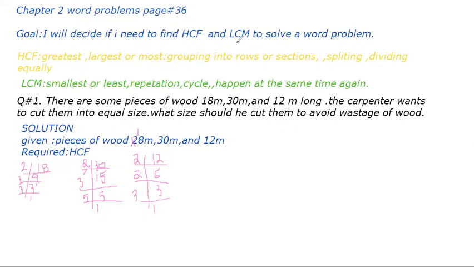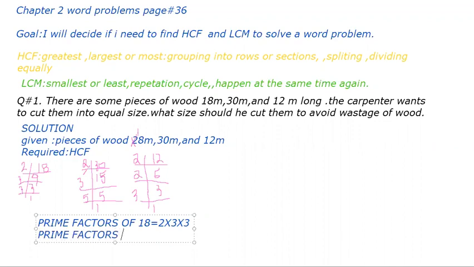Now we will write the prime factors of 18. Prime factors of 18 are 2 into 3 into 3. Now we will find the prime factors of 30. Prime factors of 30 are 2 into 3 into 5. Now the prime factors of 12. Prime factors of 12 are 2 into 2 into 3.